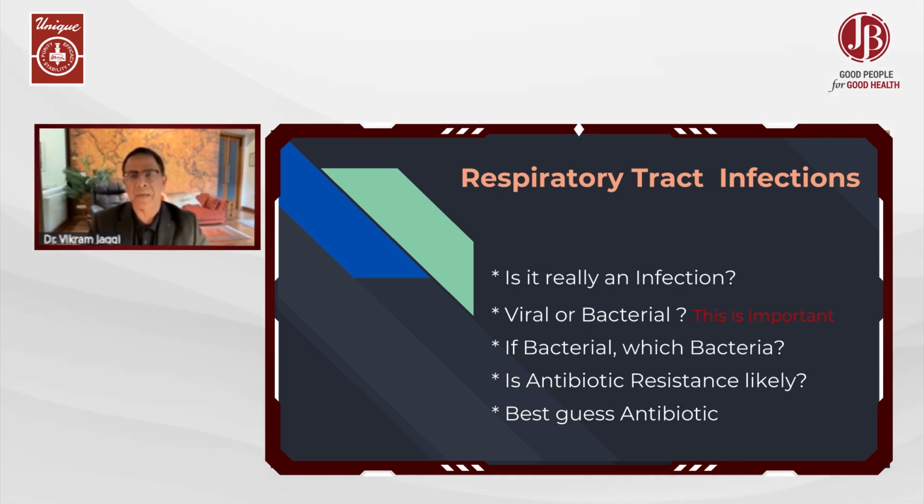Determine confidently whether it's a viral or a bacterial infection. If it's viral, do not give antibiotics. If you think it's a bacterial infection, then try to find out which bacteria, which antibiotic is likely to work, and only then give antibiotics. So upper respiratory infections, lower respiratory infections, largely viral.